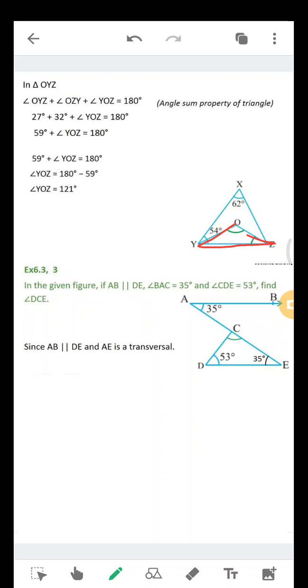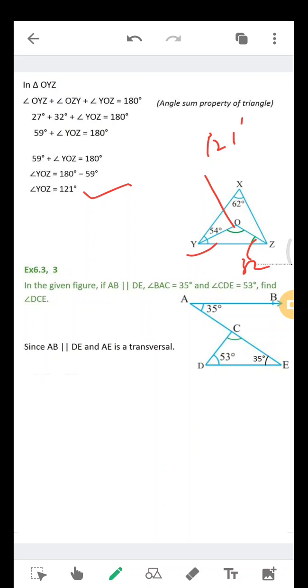In triangle OYZ, angle OYZ plus OZY plus YOZ, all three angles add up to 180 degrees. We already know these two angles. This is 27 and this is 32. So YOZ is equal to 180 minus 59, that will be 121 degrees. We have got finally YOZ. So this is 121 and this is 32. So we have got the required angles.